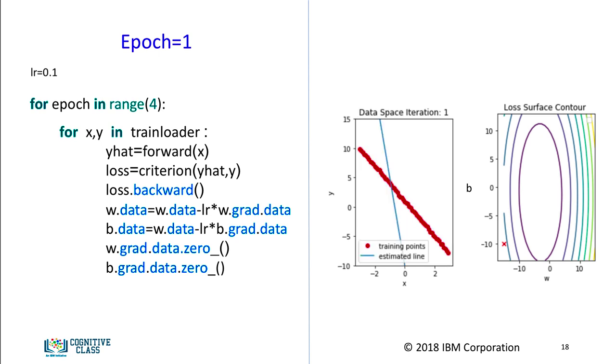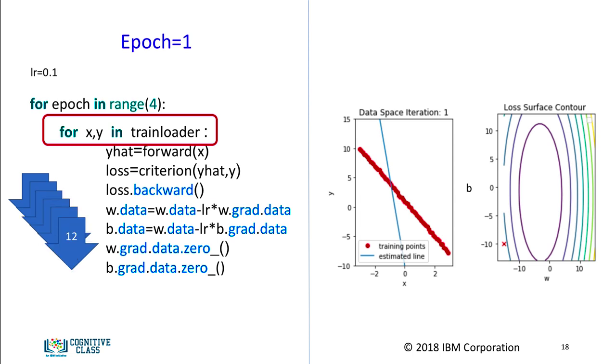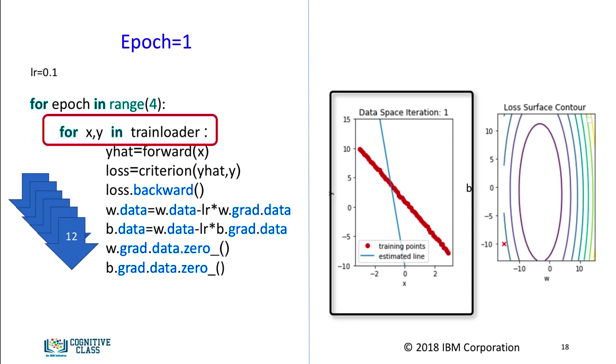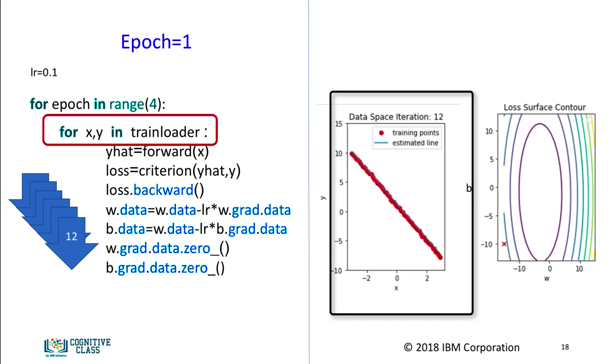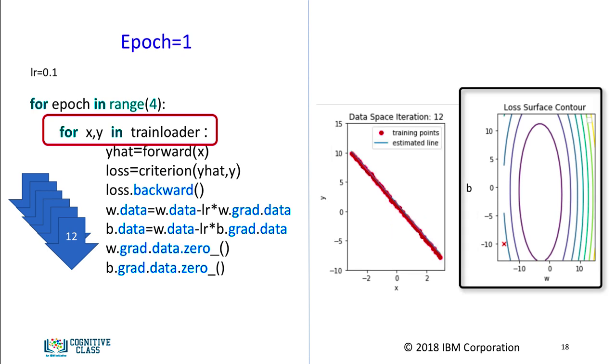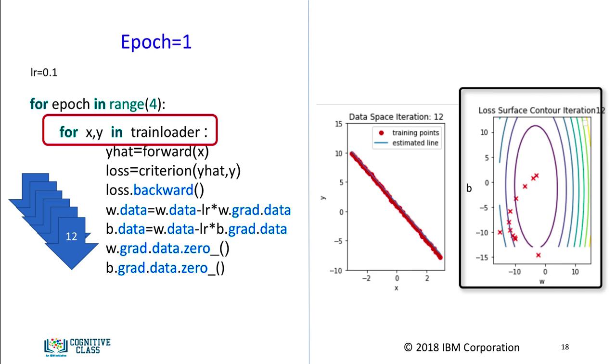Let's run through one epoch of batch gradient descent. The first nested loop will run through the several iterations. In this case, our test size is 48, our batch size is 4, so it should take 12 iterations to run through the data once. Perform the first iteration, second iteration, until we get to the 12th iteration. Our data space changes, and we approach the minimum of the total loss or cost surface.